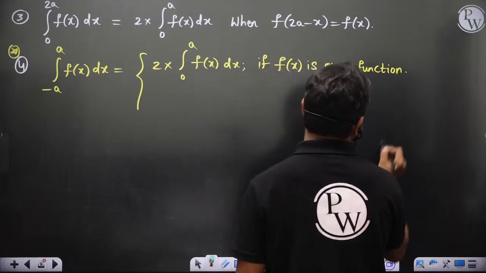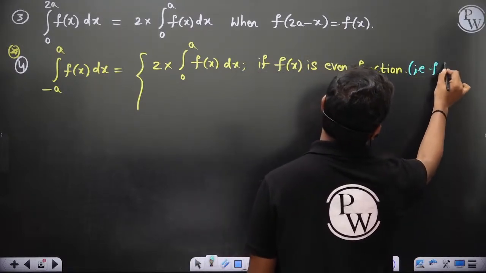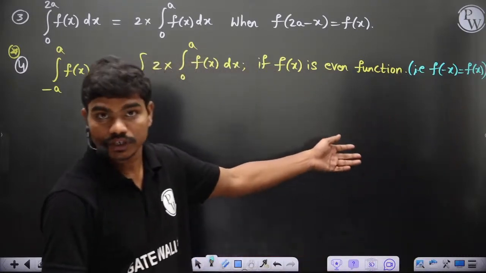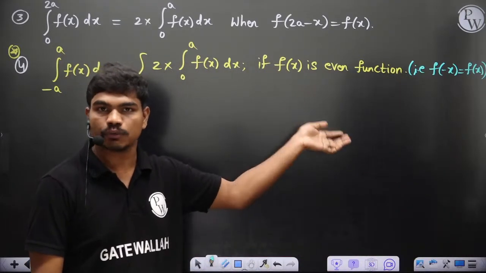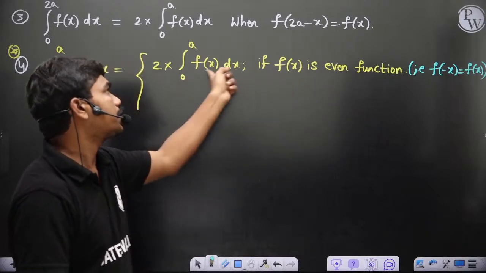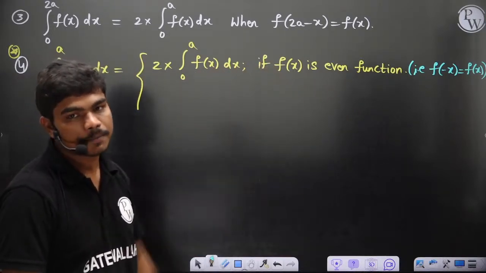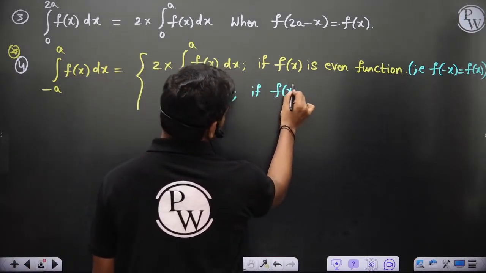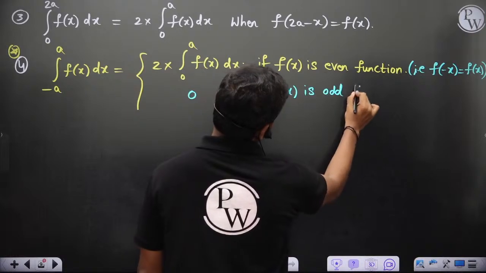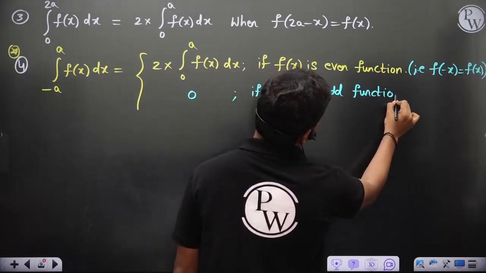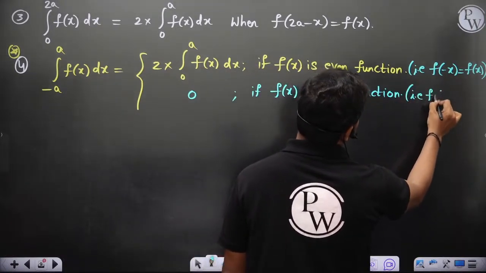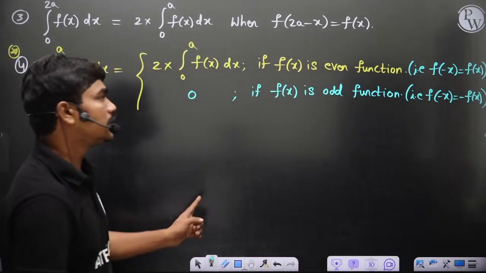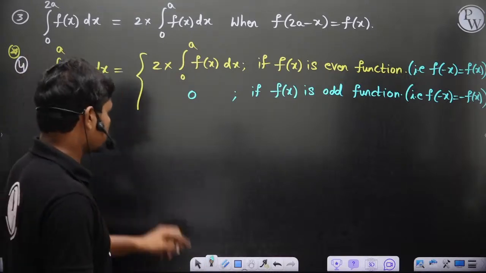Definitely f of minus x is equal to f of x here. So this is an even function, like the cos function, or any function like x square, x power 4, x power 6 of that sequence. Then the integral is 0 if f of x is an odd function, that is f of minus x is equal to minus f of x. So that's basically the two cases which are very important.